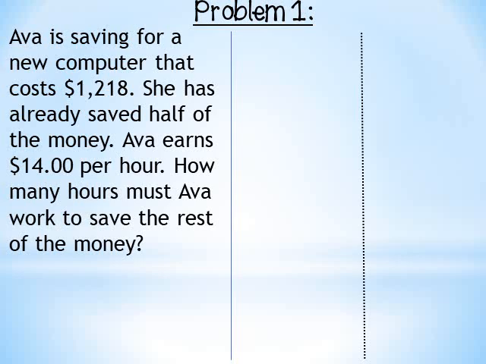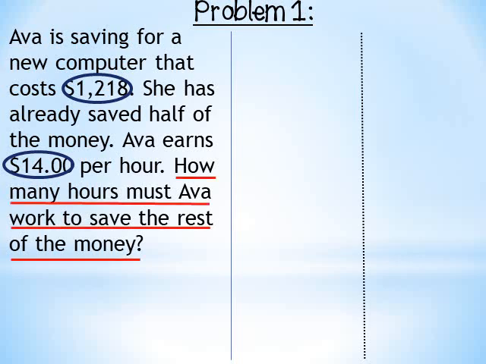So let's start with C. Let's circle 1,218. That's how much money the computer costs. Let's circle $14. The $14 is how much she makes every hour she works. And let's go ahead and underline our question. It says, how many hours must Ava work to save the rest of the money? So we need to figure out how many hours she has to work.